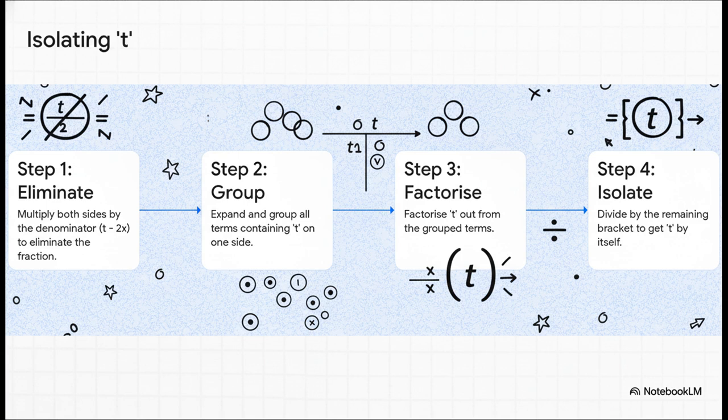Step 3 is the real clever part. We factorize. We pull that T out in front of a new set of brackets. And just like that, we've only got one T to deal with. Finally, step 4, the home stretch. We just divide to get that T completely on its own.